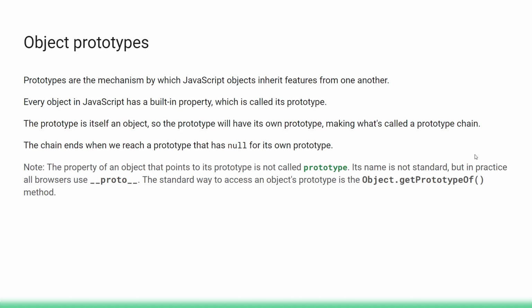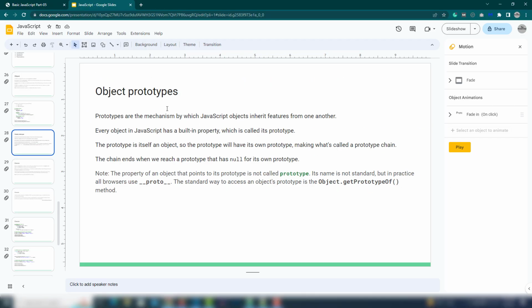I will give you an example of prototypes inside my VS Code editor, but you need to know what a prototype is and how it works. Note, the property of an object that points to its prototype is not called prototype. Its name is not standard, but in practice all browsers use __proto__. The standard way to access an object's prototype is the Object.getPrototypeOf method. So let me give you an example inside my VS Code editor.